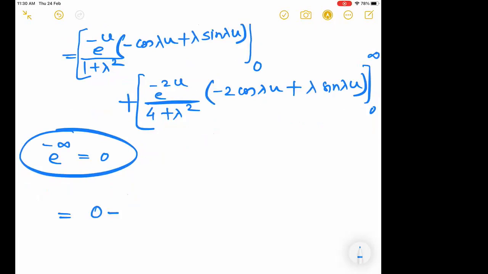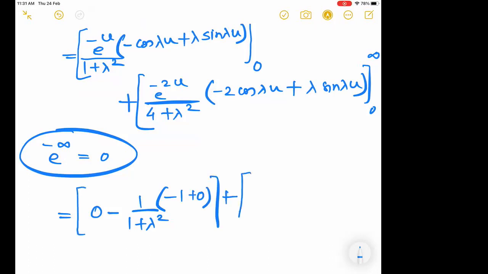Now you put u equal to 0. So you will get e raised to 0, which means 1, 1 upon 1 plus lambda square. What is cos 0? It is 1. So inside the bracket we are getting -1. Sin 0 is 0. This is the first term.